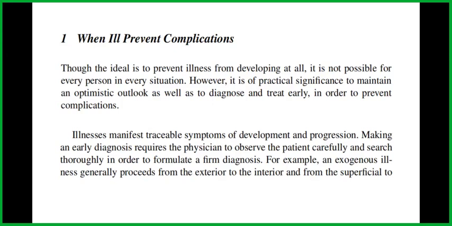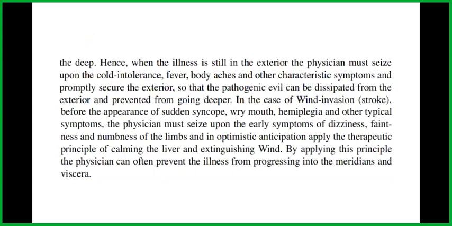Illnesses manifest traceable symptoms of development and progression. Making an early diagnosis requires the physician to observe the patient carefully and search thoroughly in order to formulate a firm diagnosis. For example, an exogenous illness generally proceeds from the exterior to the interior and from the superficial to the deep. Hence, when the illness is still in the exterior, the physician must seize upon the cold intolerance, fever, body aches, and other characteristic symptoms and promptly secure the exterior, so that the pathogenic evil can be dissipated from the exterior and prevented from going deeper.